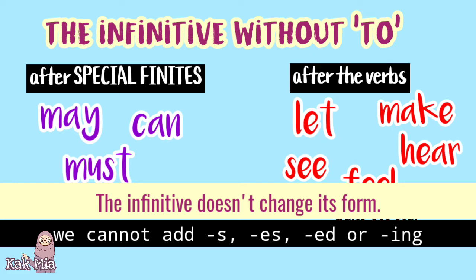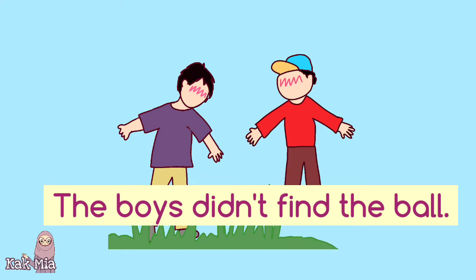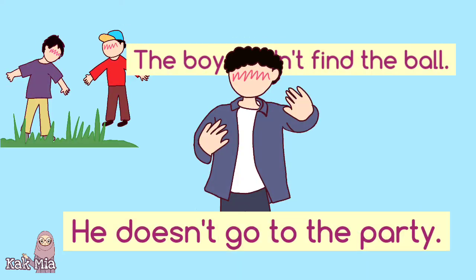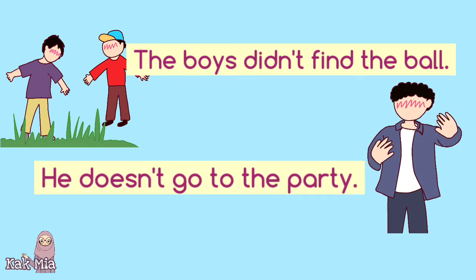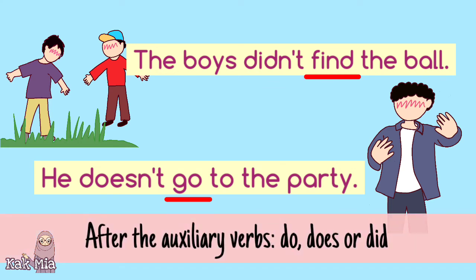Now look at some more examples. The boys didn't find the ball. He doesn't go to the party. Pay attention to these two sentences. Can you find the infinitives? They are find and go. After the auxiliary verbs, just like do, does, or did, we also use the infinitives without to.